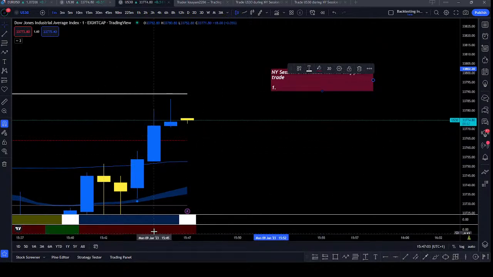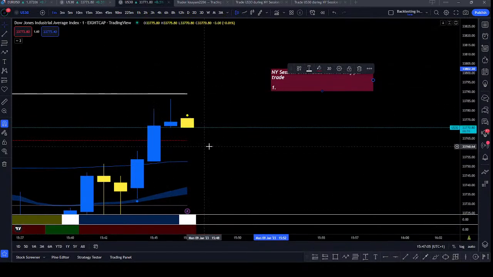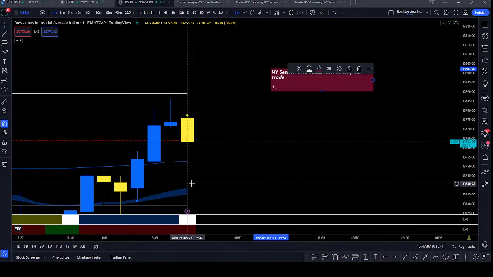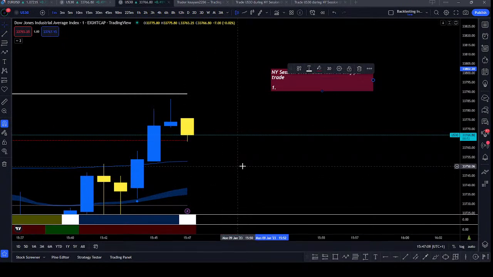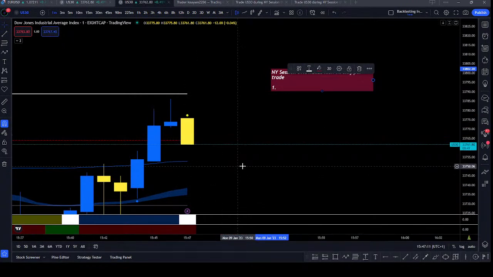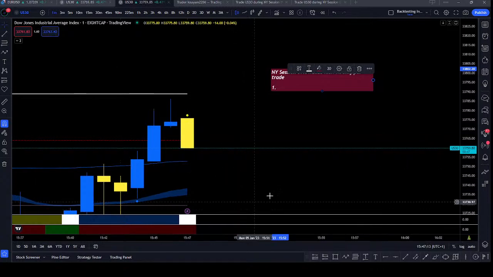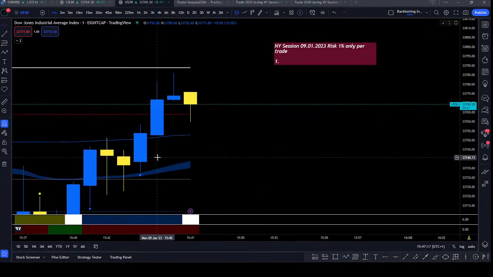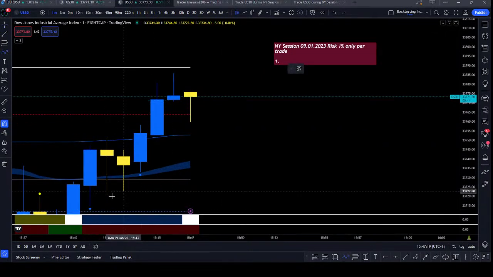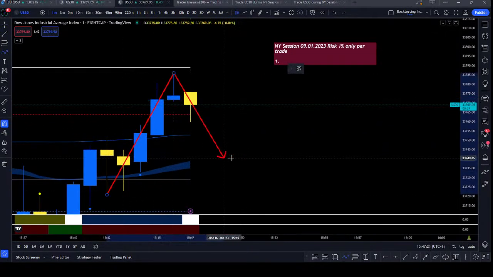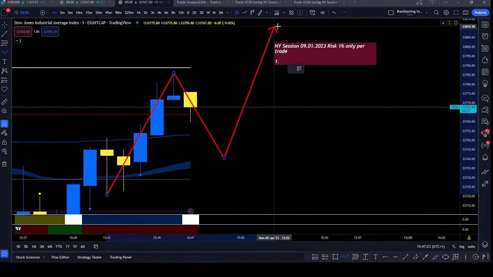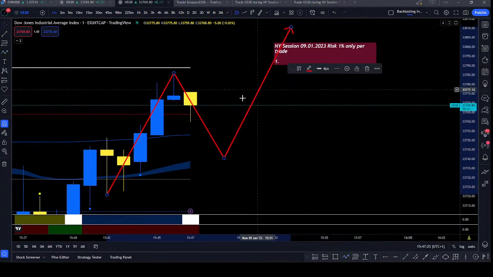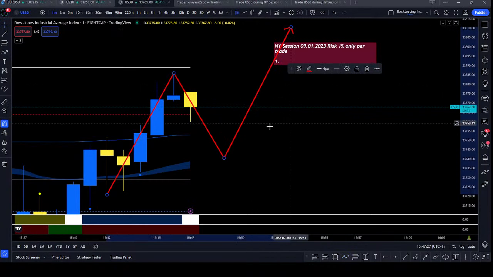Nothing before. No entries before the price shows the full confirmation of taking my direction. So that would have been the first leg. Starting from here, first leg. I want my second leg, and on my third leg I'll be looking for entries on this leg.